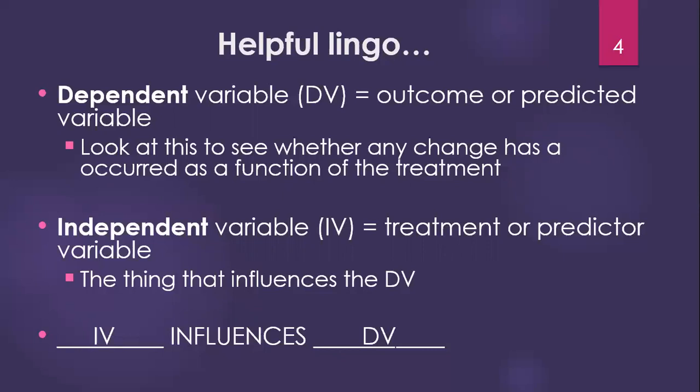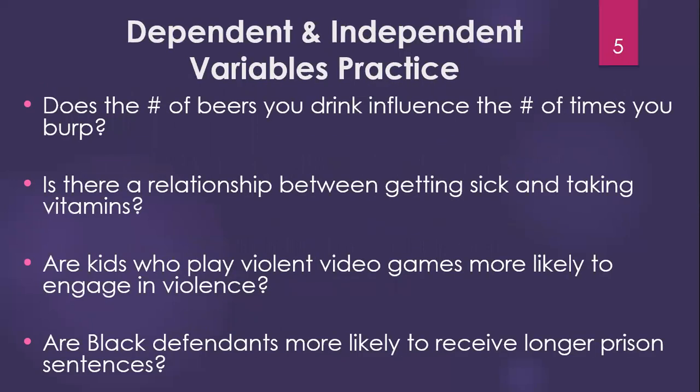But using this line, blank influences blank, where that first blank is always the independent variable, is helpful. So we can do a couple quick practice ones on these. I encourage you, if you want to take a minute and pause the video, read through these by yourself, or at least after maybe we do the first one together, you can practice by yourself for these other ones. I give you a bunch of different research questions here, and I want you to identify which variable is the independent variable and which variable is the dependent variable.